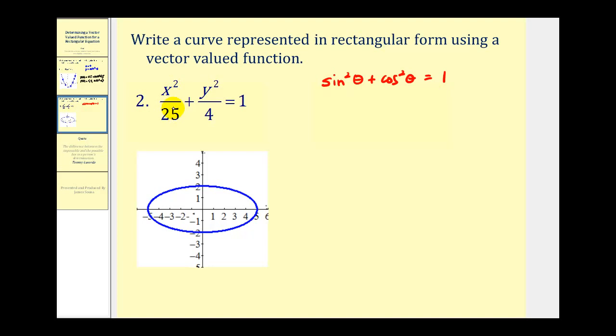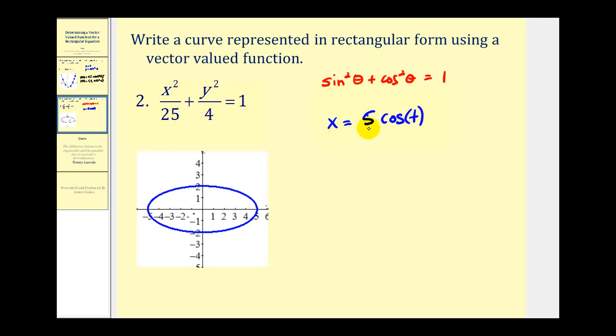So using this identity, we can let x equal some function in terms of t, where x squared over 25 equals either sine squared t or cosine squared t, and then let y equal some function in terms of t, so that y squared over 4 is either sine squared t or cosine squared t, it would then equal 1. So the way we can do that is we can let x equal 5 cosine t.